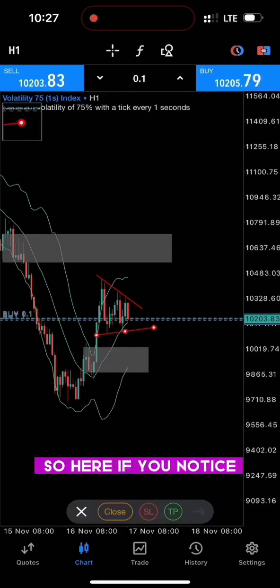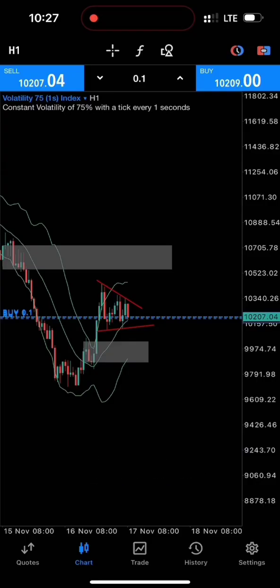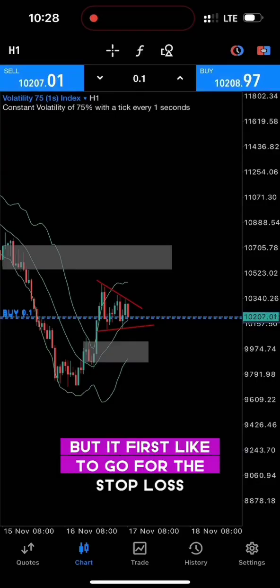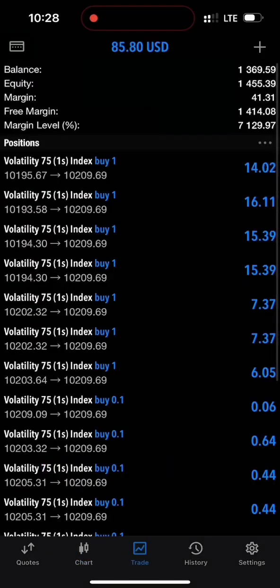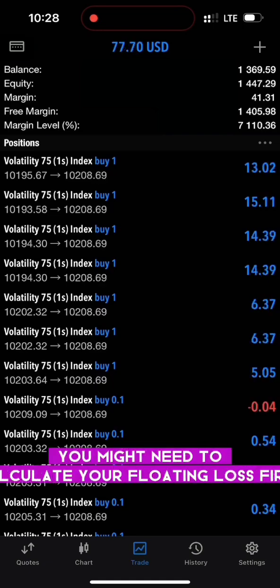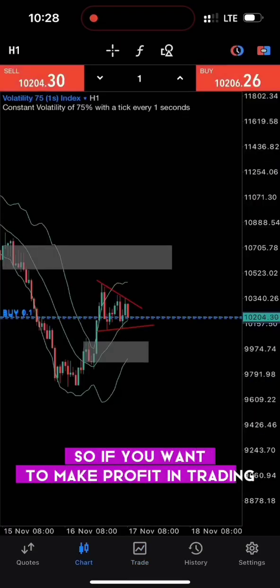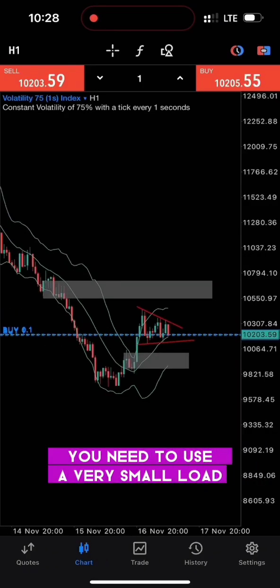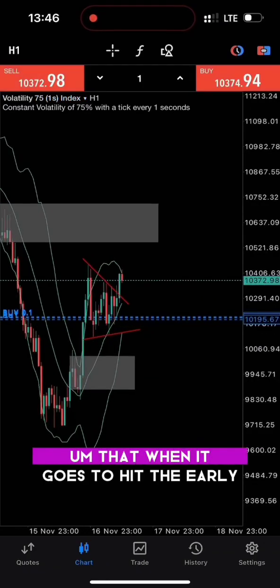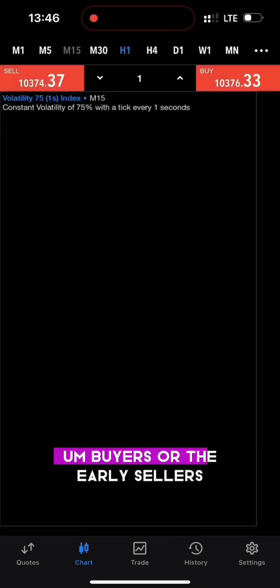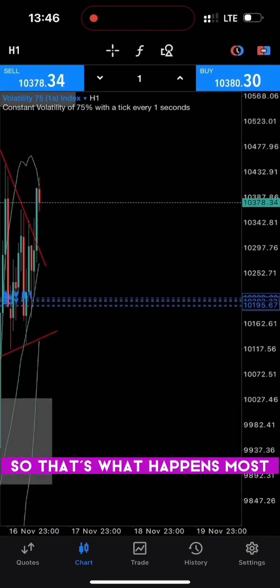So here, if you notice a flag pattern like this with the triangle, just know it's going to go up, but it first likes to go for the stop loss of the early buyers. So bear that in mind. You might need to calculate your floating loss first, but definitely the trade will go up. If you want to make profit in trading, you need to use a very small lot by calculating the floating loss first, that is, when it goes to hit the early buyers or the early sellers, what will happen to your trade. So that's what happens most.